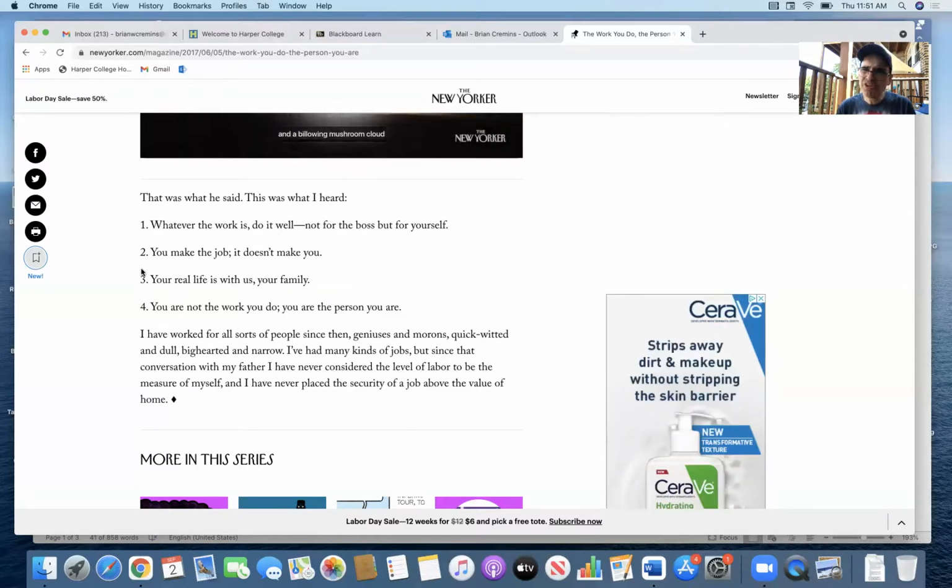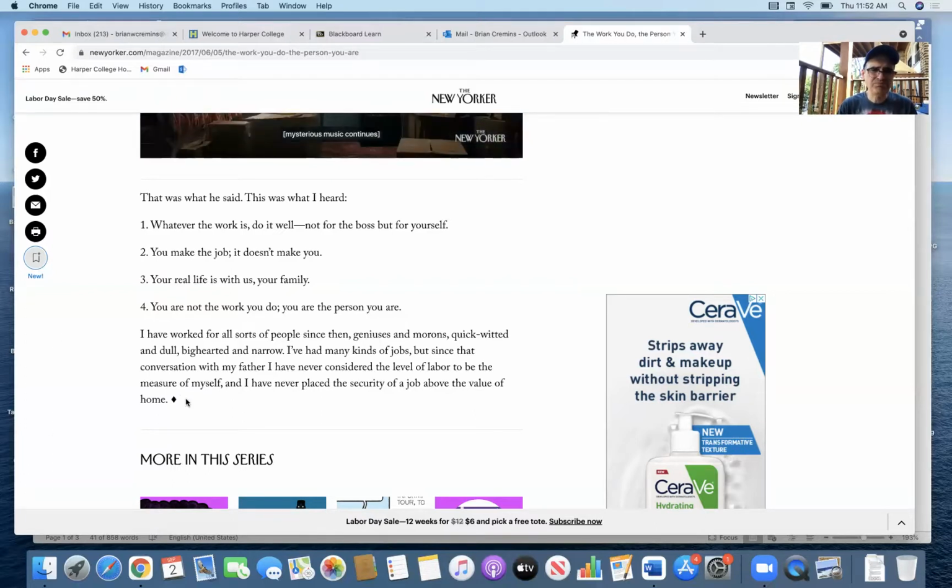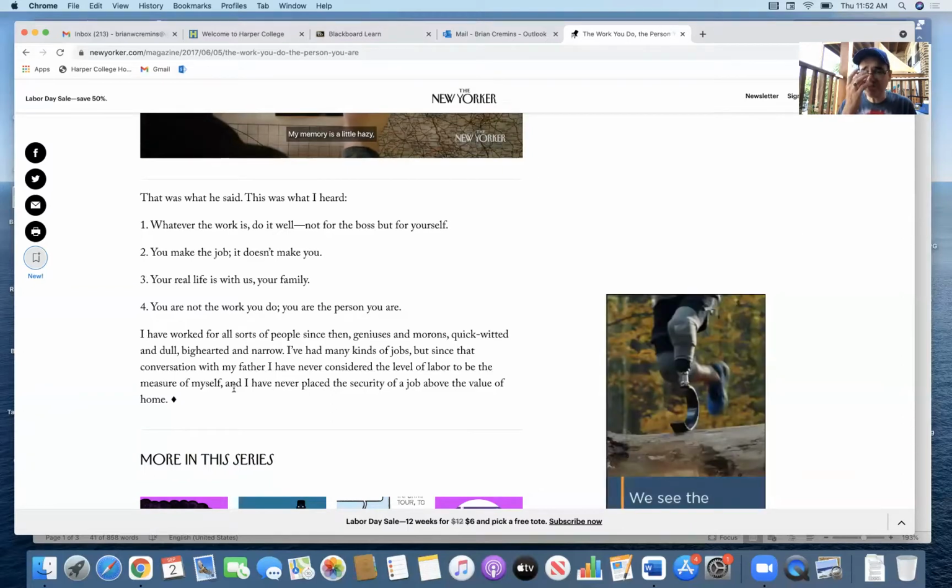So if you look at the bottom of the article, the last paragraph, and this is again her definitely writing from this adult perspective, reflecting back on these experiences many, many decades later. Here's what she says. "I have worked for all sorts of people since then. Geniuses and morons, quick-witted and dull, big-hearted and narrow. I've had many kinds of jobs, but since that conversation with my father, I've never considered the level of labor to be the measure of myself, and I've never placed the security of a job above the value of home."